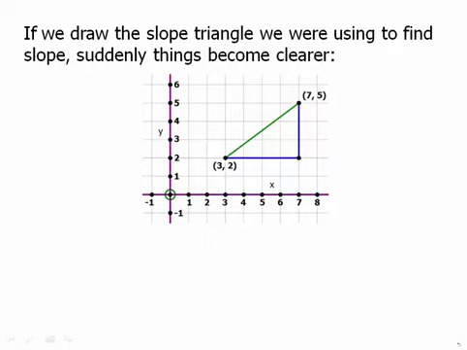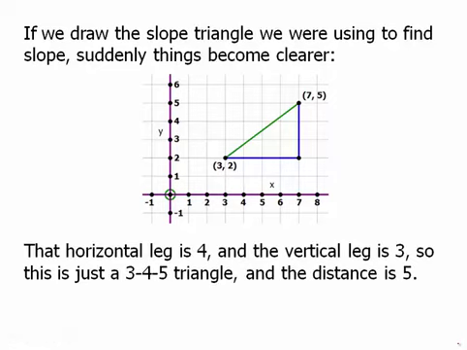Well, it's very easy to find the rise and the run on that slope triangle. The rise is 3. We can see the vertical leg has a length of 3. The horizontal leg, the run, has a length of 4. So if the horizontal leg is 4 and the vertical leg is 3, this is just a 3, 4, 5 triangle. And so the distance between those 2 points, the hypotenuse, has to be 5.